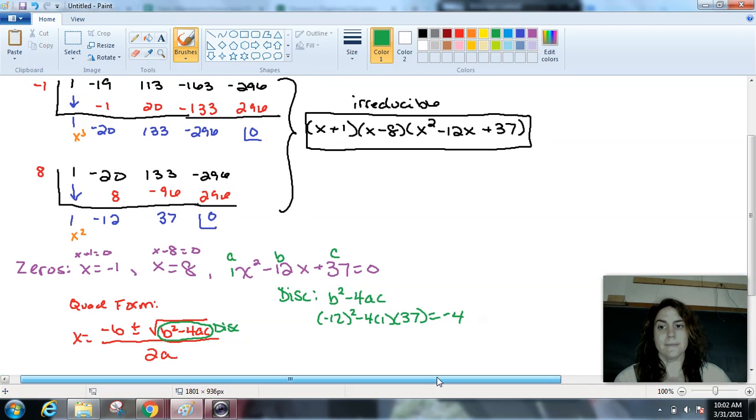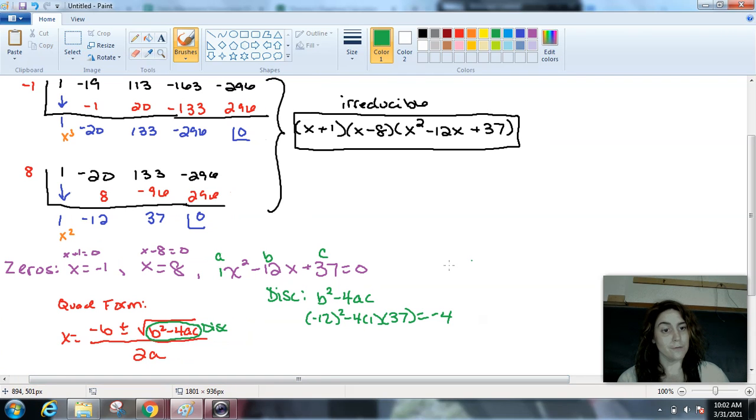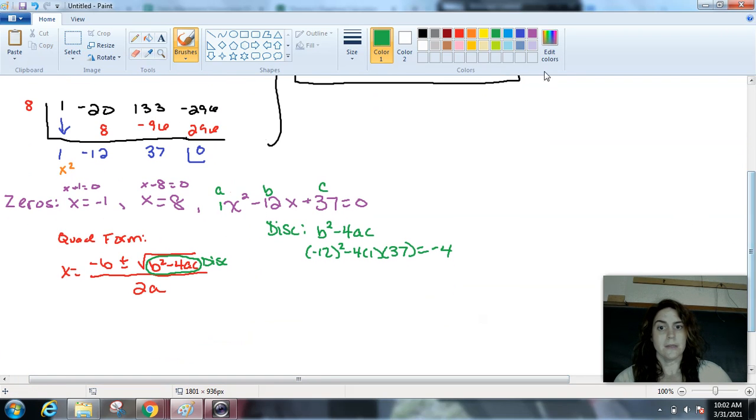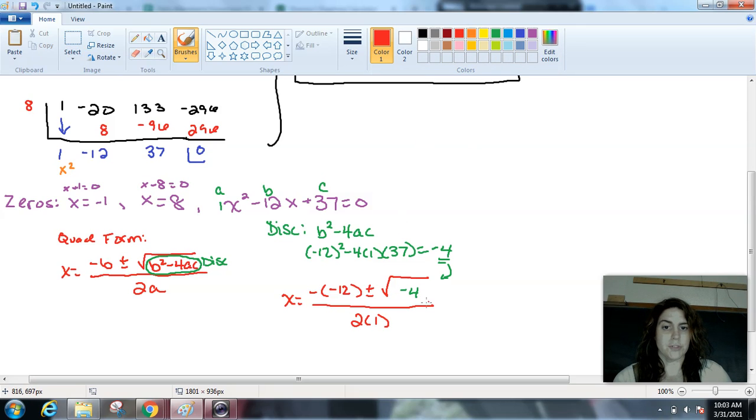Okay, great. Now I can take that and finish off my quadratic formula. So x equals negative of b, which was -12, plus or minus the square root of this guy, so -4, all over 2 times a, which is 1. And now it's just a matter of simplifying from here. So negative of -12, that's a positive 12, plus or minus square root of -4.